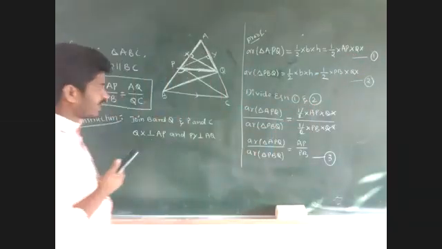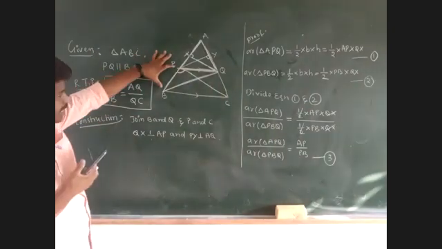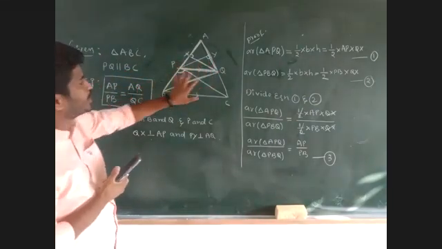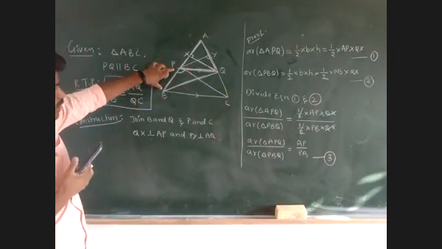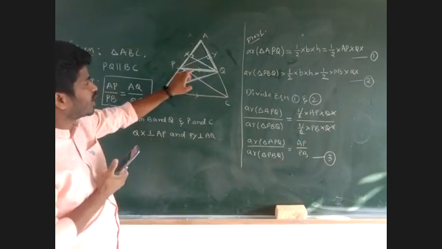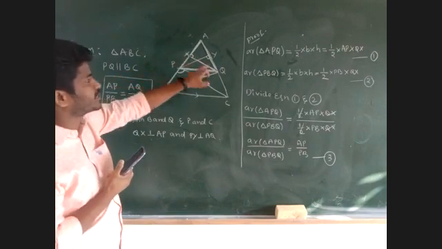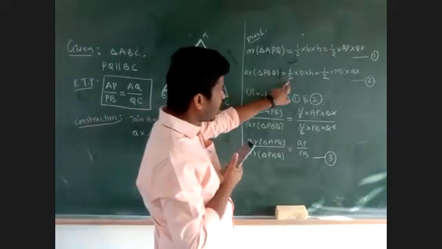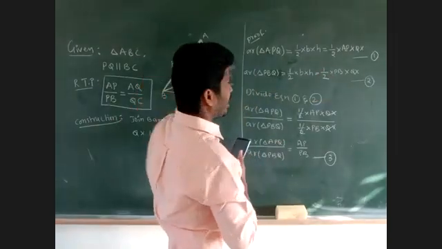In the second triangle, second step, PB. So take PB as a base. In this triangle PBQ, take PB as a base. This triangle PBQ is an obtuse angle triangle. That's why the height should be outside of the triangle. So if PB is the base, the height, the perpendicular line, is QX. Area of triangle PBQ equals half into base into height. Half into base PB and height QX.